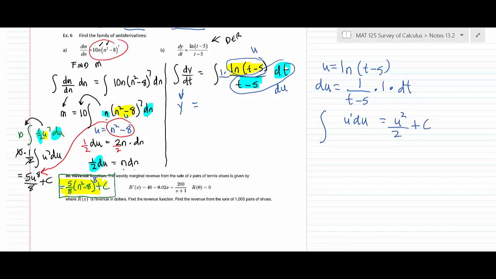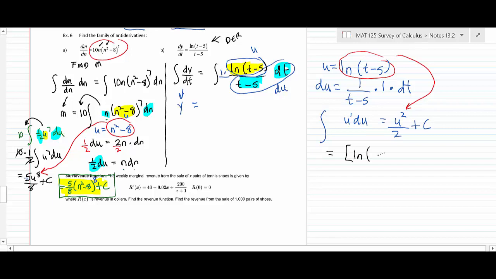What else you got to do? Got to remember to plug the u back in to get your final answer. Okay, so what you would have, and you'd have to write it like this, you'd have ln of t minus 5, whole thing to the second over 2 plus c. Okay, and then I'm just going to write this down. So we got y there is equal to, and this would be your final answer.